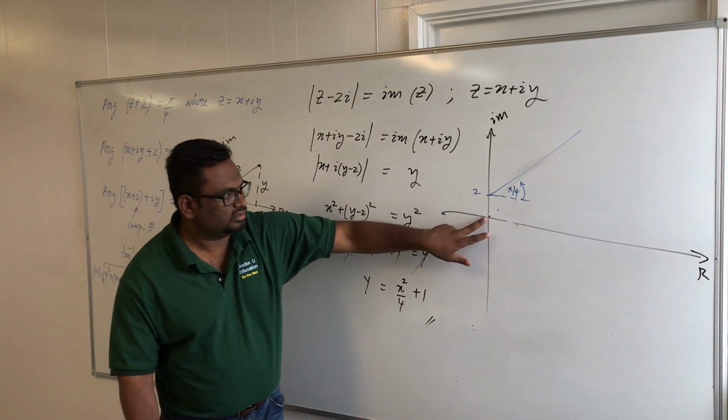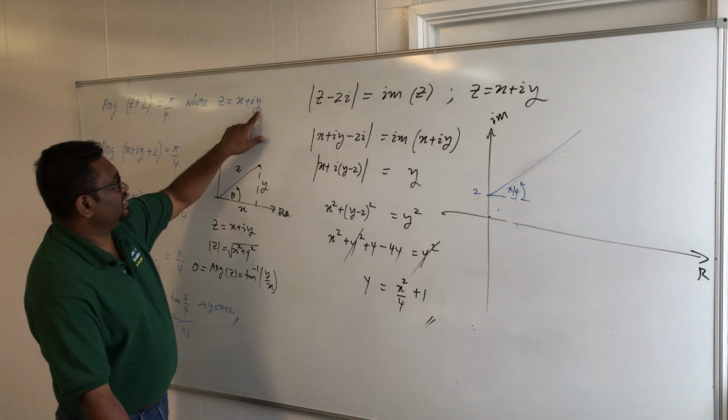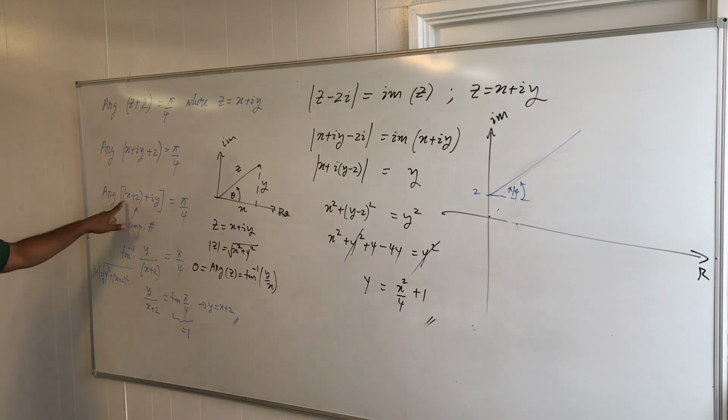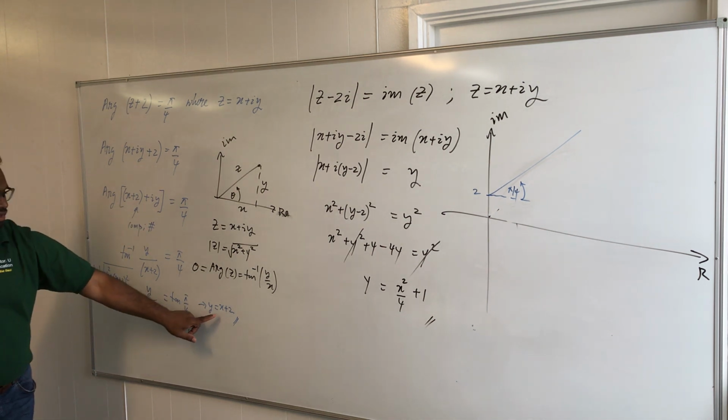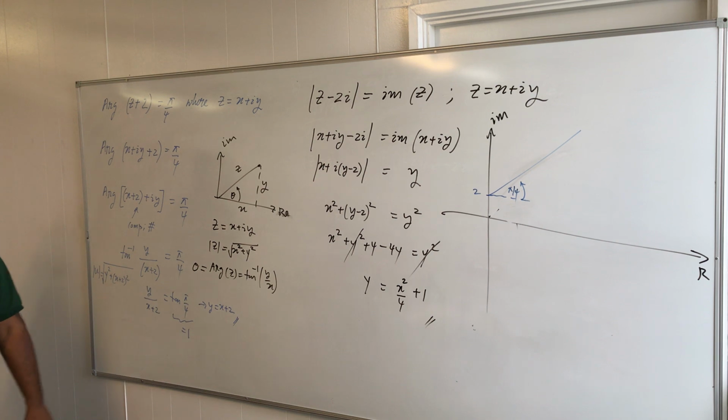Starting from here, right? Why? Because when x is equal to 0, y is equal to 0, you have a point there. But here, if you have x0, y0, x0, y, so x is equal to 0, y is equal to 2 here. It's the same thing.